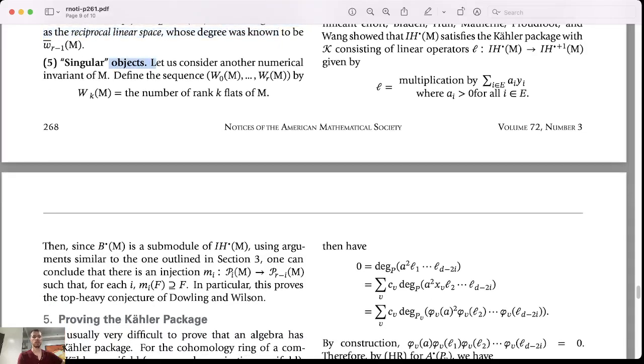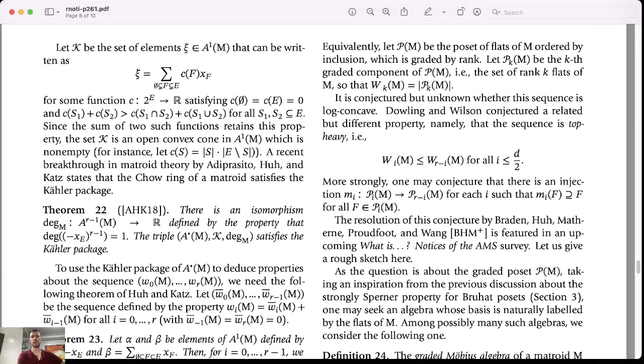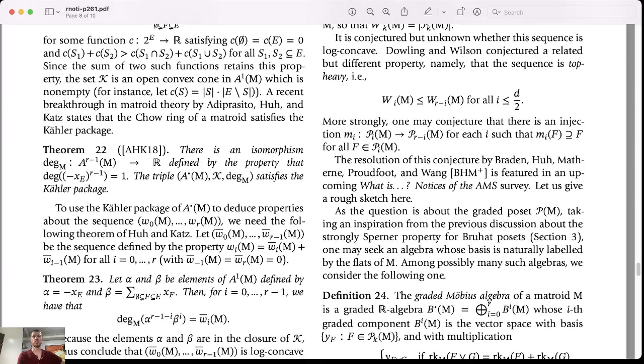Singular objects. Let us consider another numerical invariant of big M. Define the sequence big W 0 of big M through big W R of big M by big W K of big M equals the number of rank K flats of big M. Equivalently, let cal P of big M be the poset of flats of big M ordered by inclusion, which is graded by rank. Let cal P K of big M be the kth graded component of cal P of big M, i.e. the set of rank K flats of big M, so that big W K of big M equals the cardinality of cal P K of big M. It's conjectured but unknown whether this sequence is log concave.